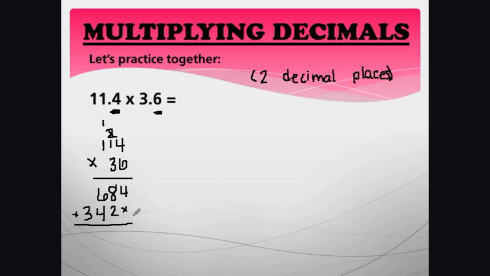4, this would be a 0. 4 plus 0 is 4. 8 plus 2 is 10. Carry the 1. 6 plus 4 is 10, plus another 1 is 11. Carry the 1. 1 plus 3 is 4.